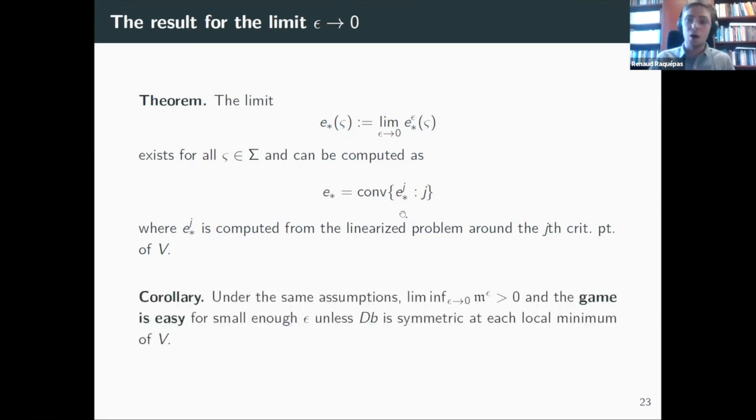And now all of this is actually the first time where I can answer my very first question of the presentation, which is: is the game easy in the context of non-reversible diffusion? Well, all I can say is that under the assumptions that I've been working with, the game is easy for small enough epsilon unless the Jacobian of B is symmetric at each of the local minima of V. So all that to barely answer my most basic question. Of course, I get more information about the large deviations and everything. But it took quite a while just to answer the question: in the limit, is the game still easy?